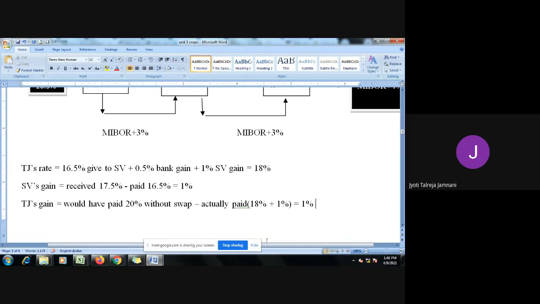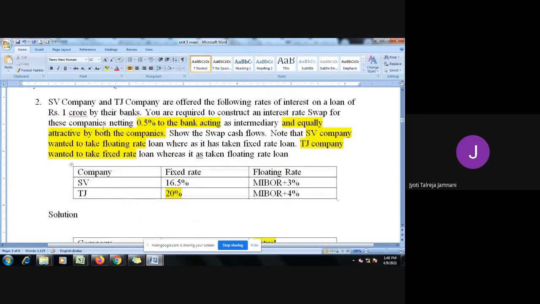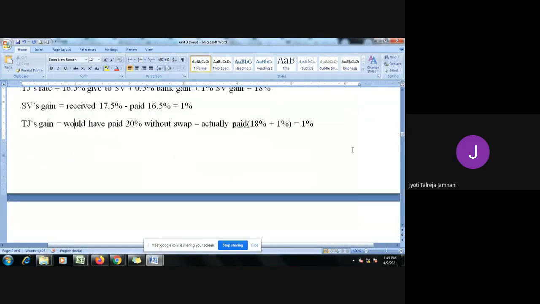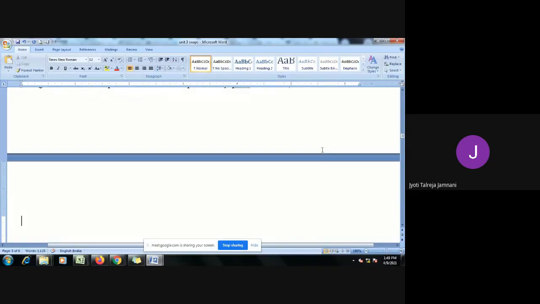Yes, ma'am. Now they have asked you to show the swap cash flows. How do we show the cash flows? Here in the question they have told, show the swap cash flows. What we have shown is the interest rates, but they want to see the cash flows. So how do we do that? We'll see here. Write it below. Cash flows.